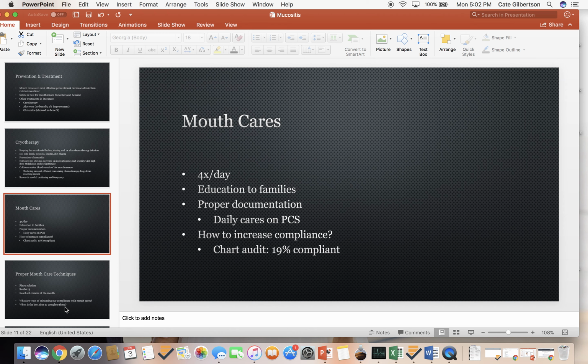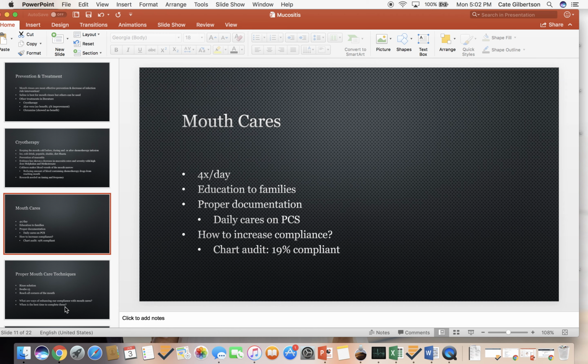So now that we're all going to be educated on mucositis and how we can prevent infection with having a clean mouth and using mouth cares, we can hopefully transfer that onto the families. Some things we've talked about in other groups that I think have been very insightful and helpful for everyone are ways to have increased compliance with our patient families.